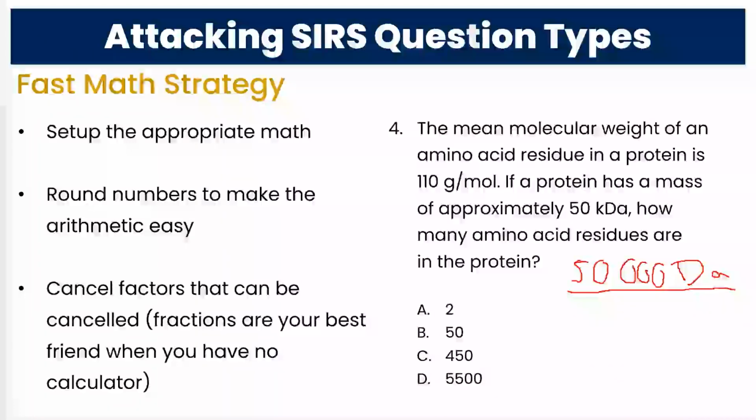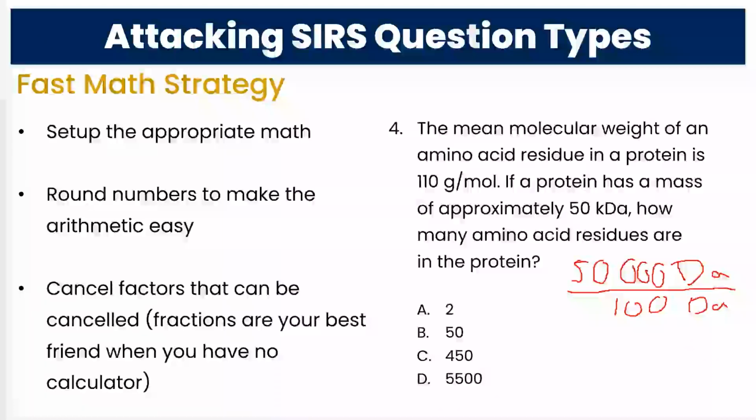(110 grams per mole). So I can divide by 110. Do I want to divide by 110? Is that going to be fast math? No. What am I going to divide by? I just got to be close. I don't got to be precise. I'm just going to divide by 100 daltons, which is equivalent to a gram per mole. And voila, what's my answer?